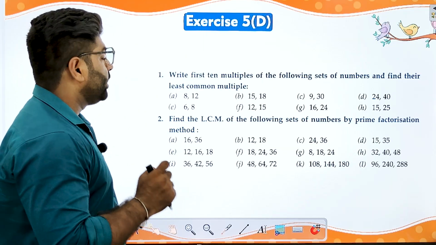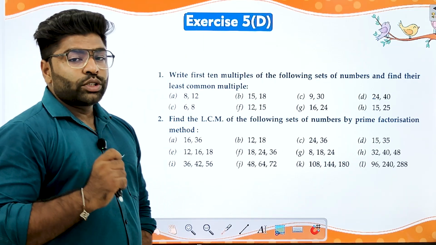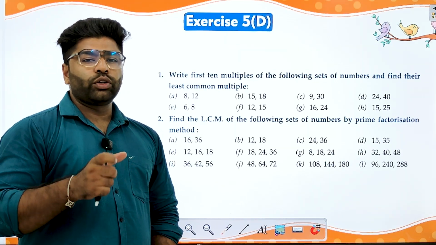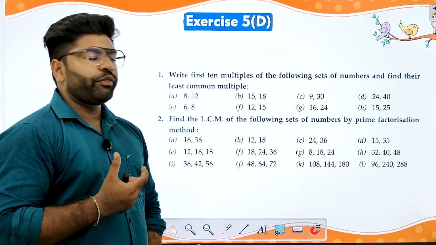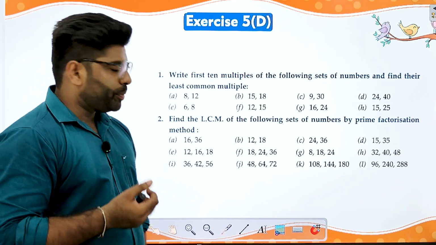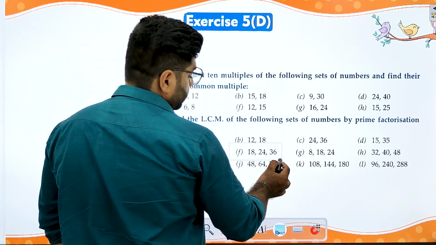Here we have: find the LCM of the following sets of numbers by the prime factorization method. So here we have some numbers. This time we are going to take three numbers to find the LCM by the prime factorization method. I have taken the F part here.